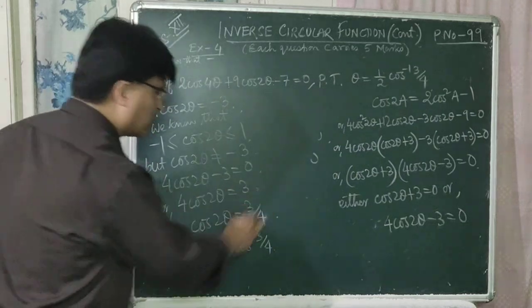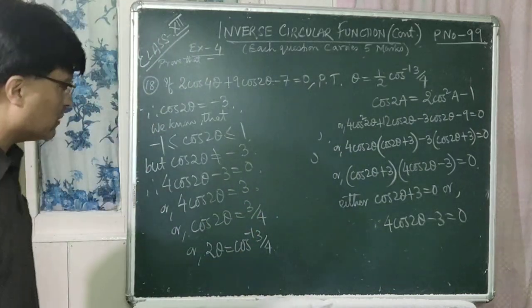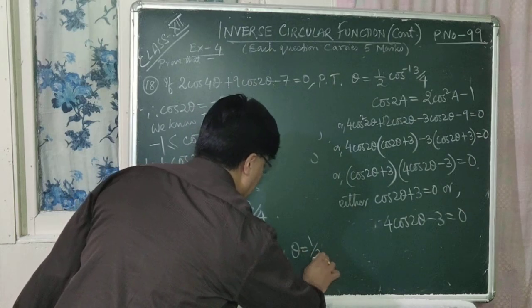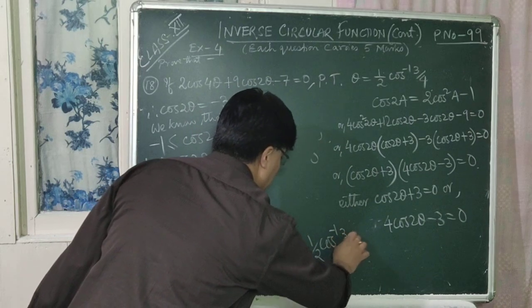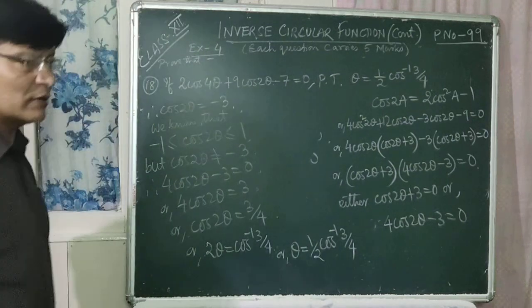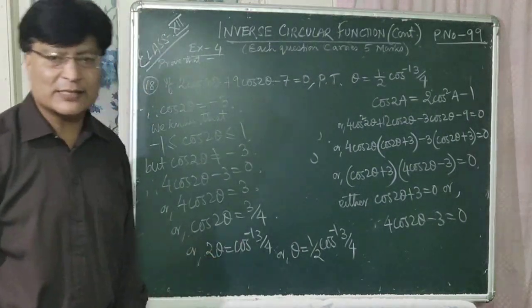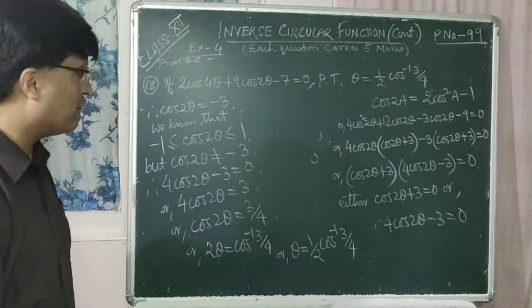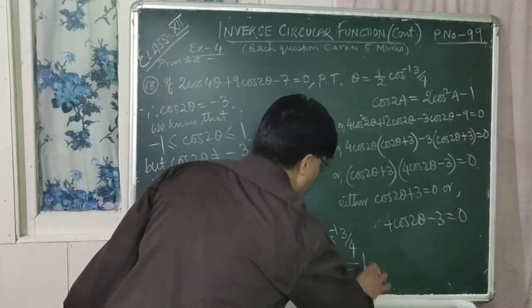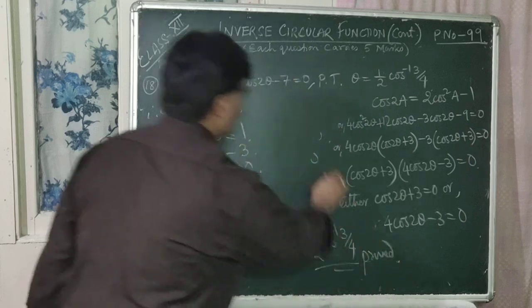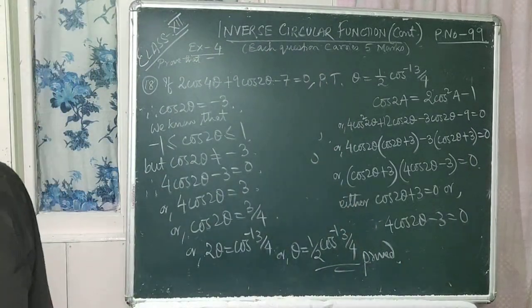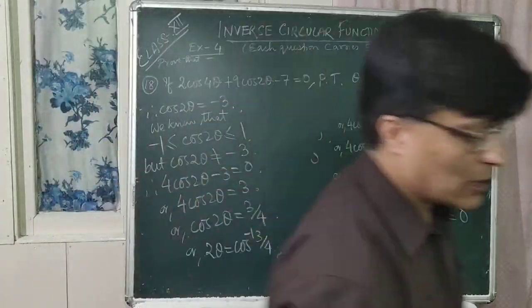That means cos is taken to the right hand side, so it becomes cos inverse, right? Then what is the value of theta? It is half cos inverse 3 by 4. Got it? So 2 is taken to the right hand side, so it goes to the denominator. So theta is equal to half cos inverse 3 by 4. So it is proved. Okay. So we have done question number 18. So let's do the next question now.